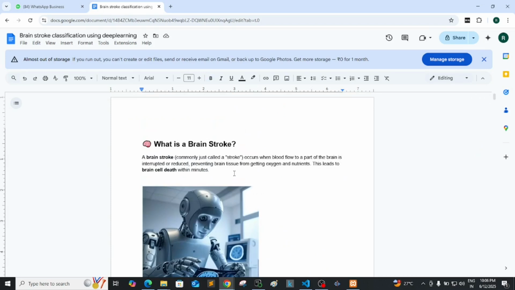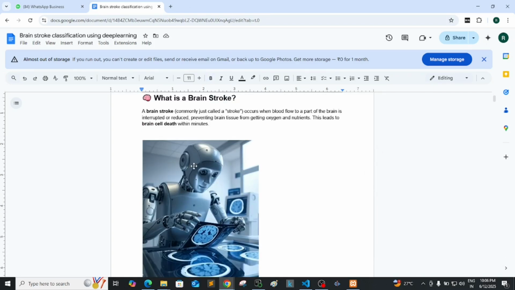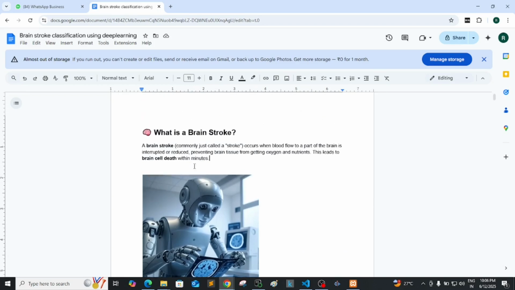So brain stroke is nothing but improper supply of oxygen to a particular part of the brain, which makes that part of the brain inactive. That is what we call a brain stroke. That particular part of the brain will be dead; it won't work, because the brain cells will die without oxygen. So this is what we call a brain stroke.